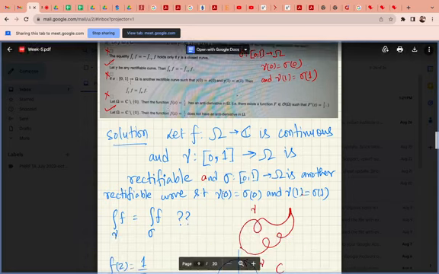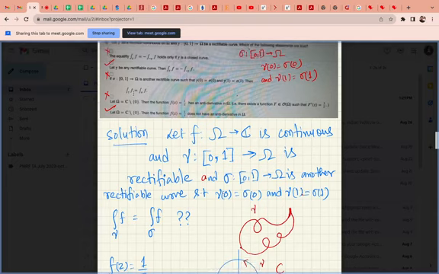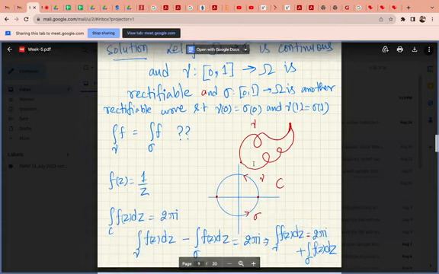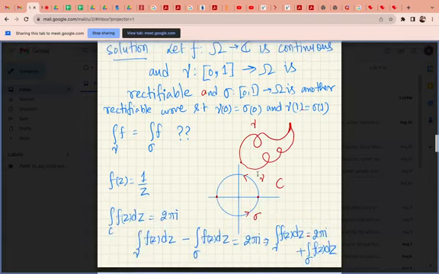So let sigma from 0, 1 to omega be another rectifiable curve such that gamma of 0 is equal to sigma of 0 and gamma of 1 is equal to sigma of 1. Then the integral of f over gamma is the integral of f over sigma. So this is not correct. I mean, you can just take any curve gamma and any curve sigma.